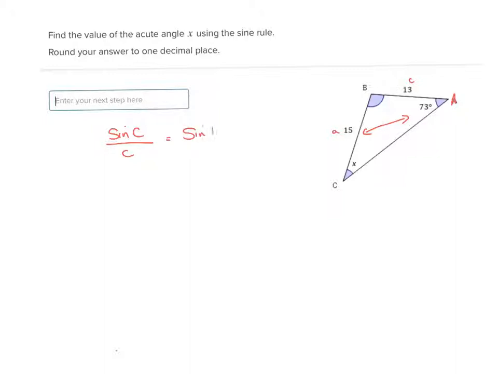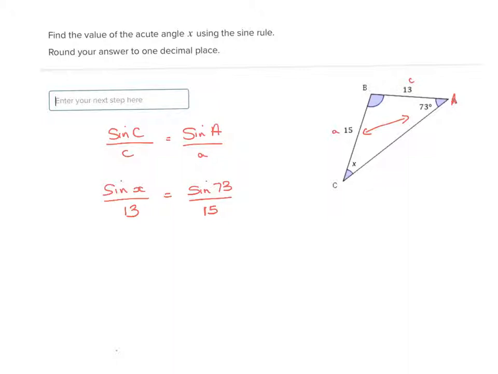And then I would have sine A over little a being the side. So that is sine of angle C, which is x, over the side opposite it, which is side C, which is 13, over sine 73 over 15 is the side A. So I must write that line of working out down, and then I've got a choice. I can go to my E activity and put in the values, or I can solve this by hand.